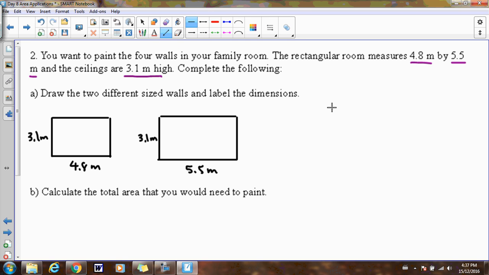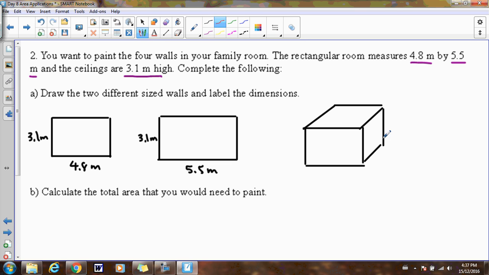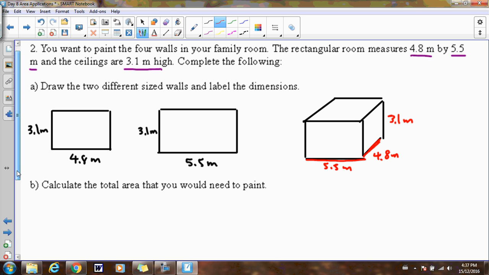If you're trying to picture what's going on here, you're going to have a room that in a 3-dimensional shape is going to look like this. I'm trying to do the best I can to draw a 3D shape here. So basically, the wall is always going to be 3.1 meters. But on this side, you're going to have 4.8 meters as the width. And here, you're going to have 5.5 meters as the length. Okay, so that's why we have 2 different kinds of walls.